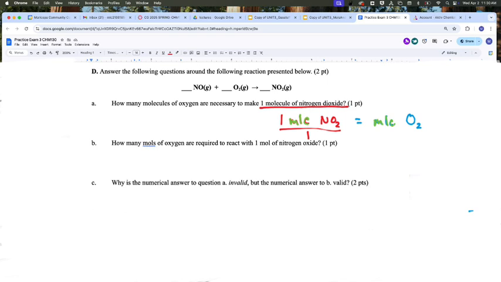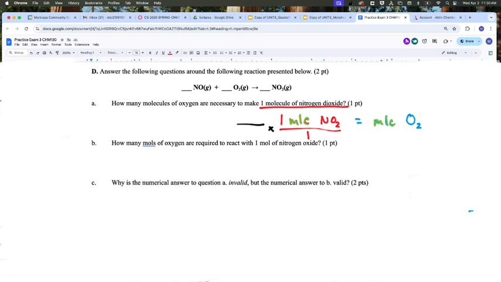The quote-unquote measurement unit that we're using in this case would be molecule. Molecule is in the numerator in our answer. Let's keep it in the numerator in our work. All right, and try and follow that logic through. Molecules of nitrogen dioxide are not the same thing as molecules of oxygen. So what do I need to do?